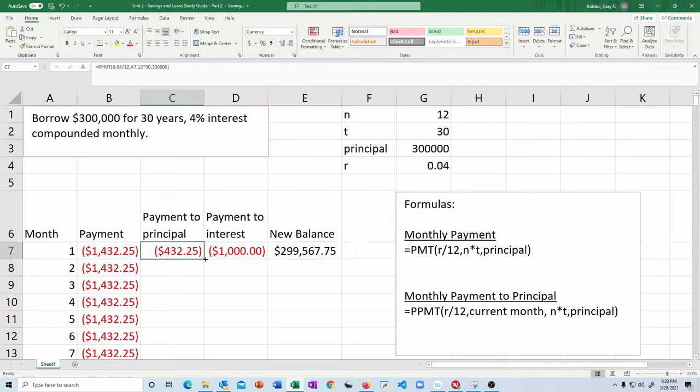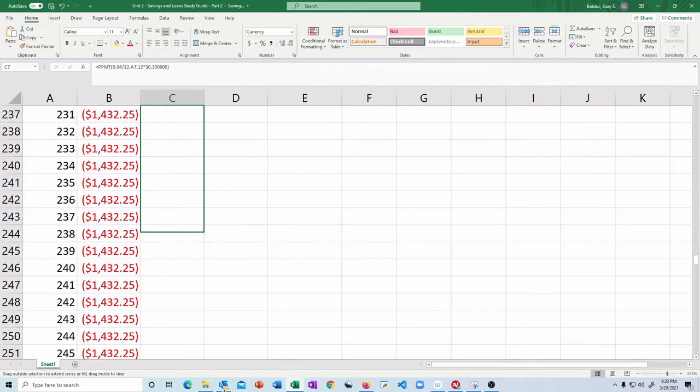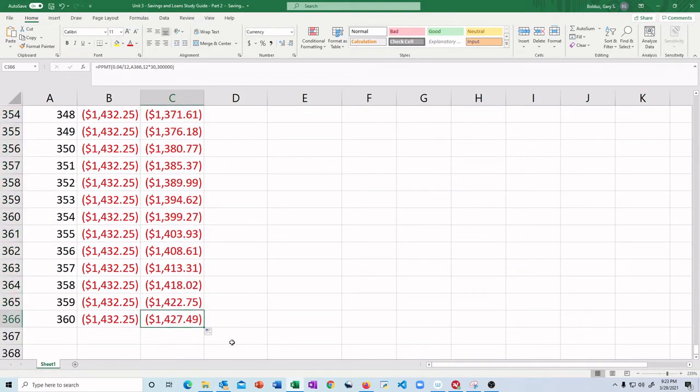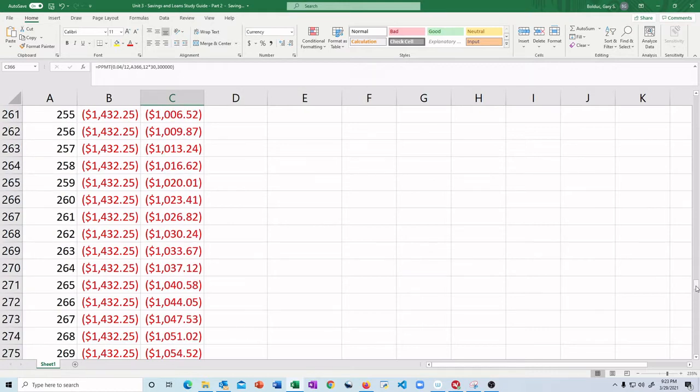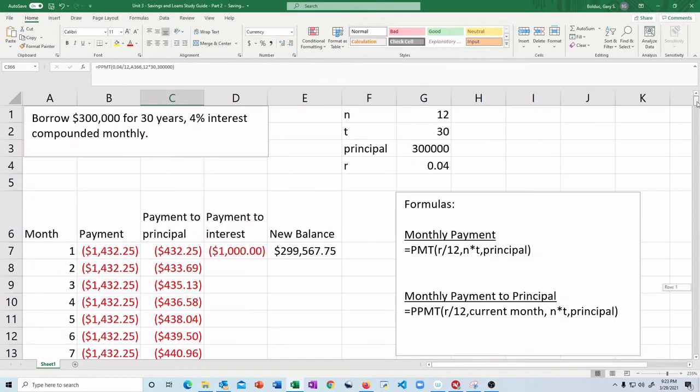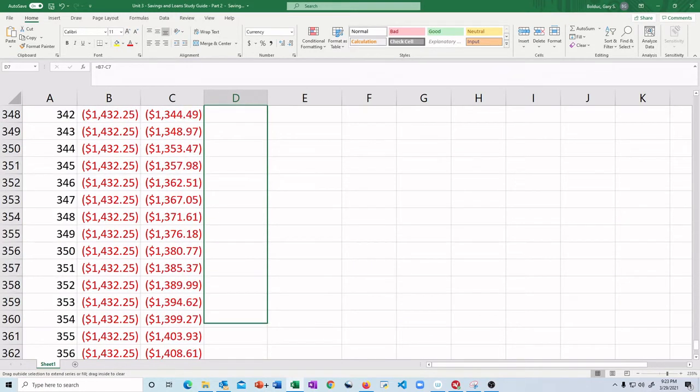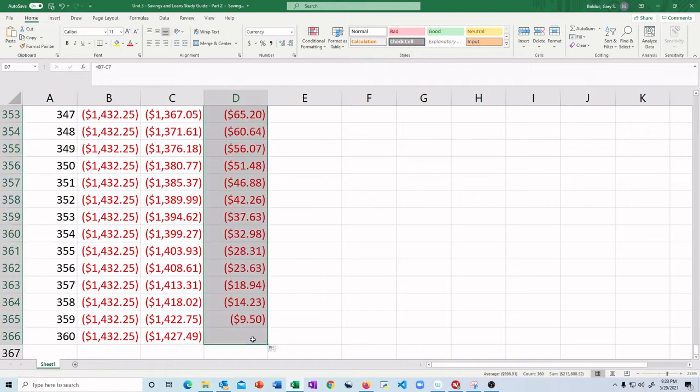So all we got to do is drag. Drag all the way down. I'm paying off my loan. Nope. There we go. Paid it off. Okay, go back up. And grab here. I'm paying off my loan. Oh, it paid off fast this time. All right. Goes down there.